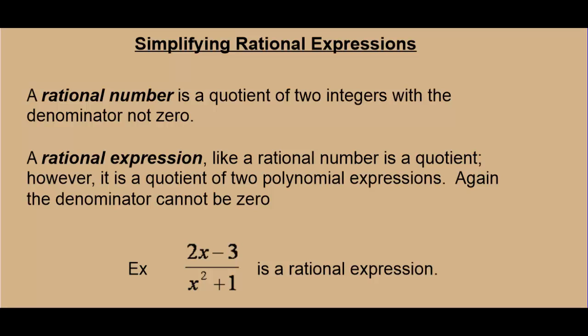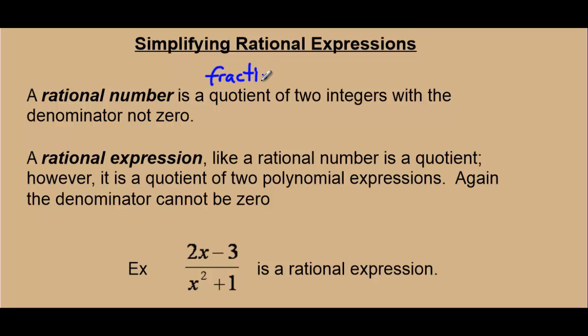We simplify rational expressions. But before we get to the rational expressions, we need to define what on earth a rational number is. Rational numbers are better known as fractions, or mathematically we can call them the quotient of two integers where the denominator is not zero.